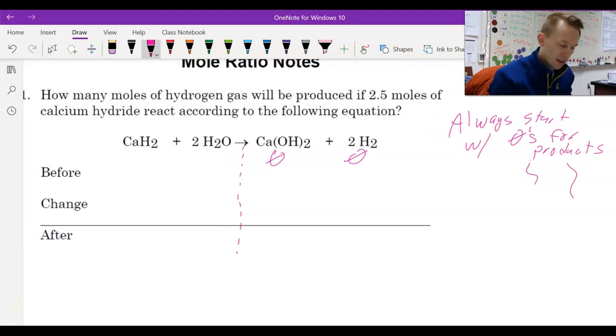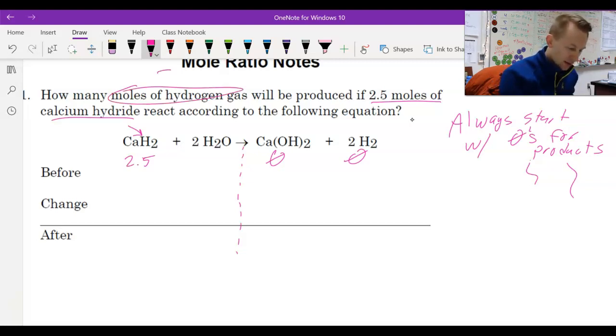Then let's see what information it gives us. It gives us 2.5 moles of calcium hydride. That's this one right here, so I'm going to put 2.5 moles right here. That's what I have. And we're trying to find moles of hydrogen gas in the end, so I'm going to circle that and put a question mark there.